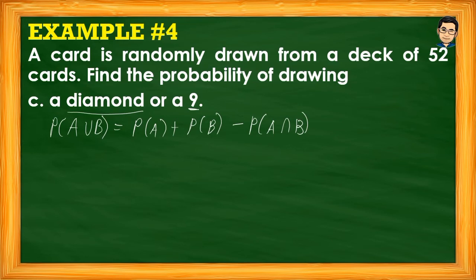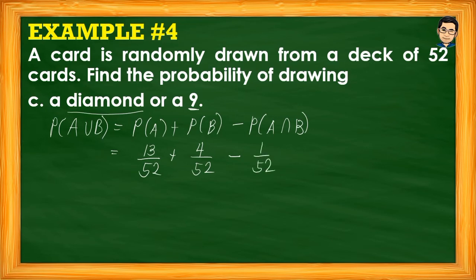Okay, so, ano dito yung ating probability of A? Ito po yung ating diamond. So, we have 13 over 52. So, meron tayong 13 diamond cards. Plus, ilan naman yung ating cards na 9? Diba 4? Sa apat yung suit. So, 4 over 52. Minus yung kanilang intersection. Okay. That is 1 over 52.